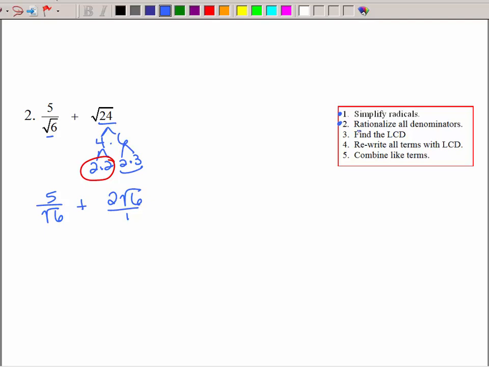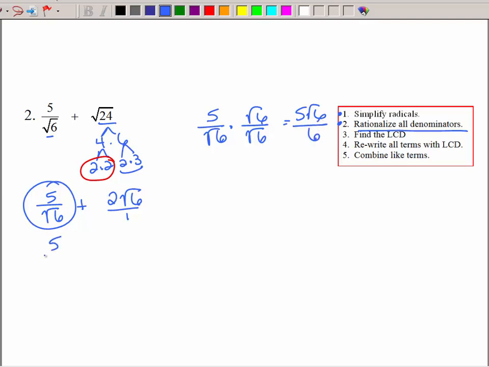Then I want to rationalize all the denominators, so I have to take care of that one. I'm going to come up here. 5 over the square root of 6, multiply by another square root of 6, and I have this. So this problem becomes 5 square root of 6 over 6 plus 2 square root of 6 over 1. Then I need to find the LCD between 6 and 1, which is 6. And I need to rewrite each term with that LCD.